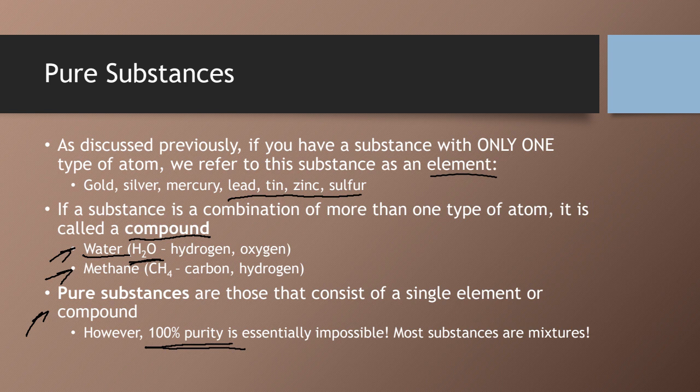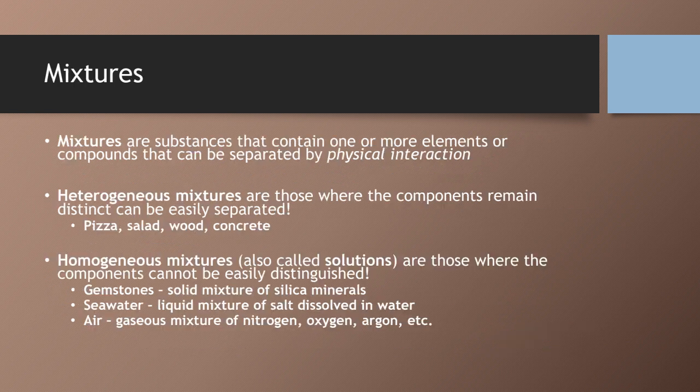Most substances, most things that we have are actually mixtures. Mixtures contain one or more elements or compounds that can be separated by physical means. So you can do something to take them apart from one another. You can't physically remove the hydrogen atoms from the oxygen atom in water, but you could go and boil the water and remove the salt. And so mixtures contain one or more compounds that can be separated by doing something like boiling the water away and leaving the salt behind.